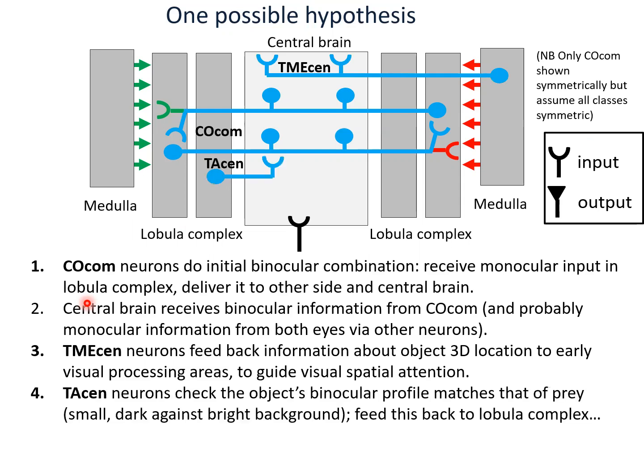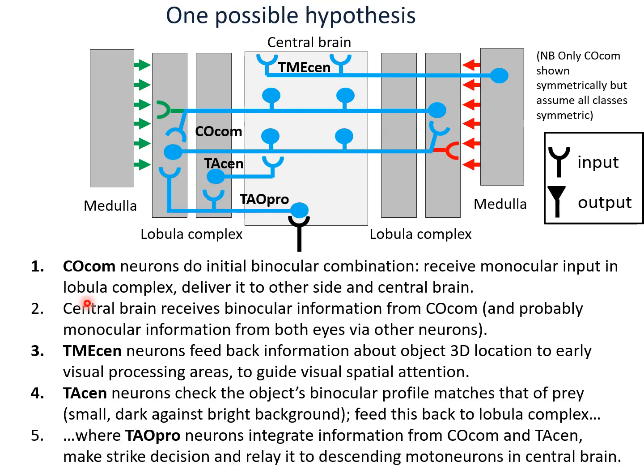Maybe tar-sen neurons are just checking, okay, what have we got here? Does it really look like prey? Is it small against a bright background? Feed that back to early visual areas, again, perhaps for guiding attention. And then Tau Pro can pick up that information from the early visual areas at the end of the feedback loop and potentially initiate a strike.